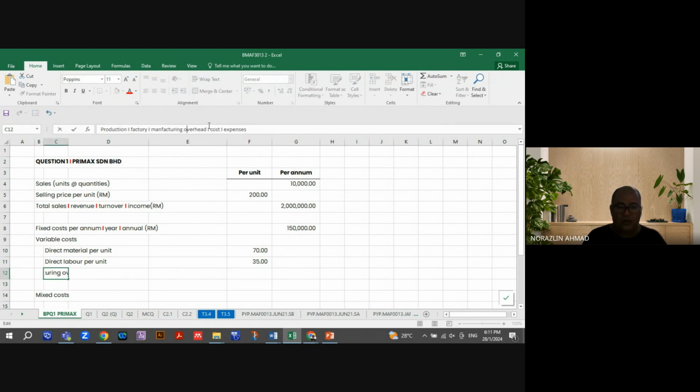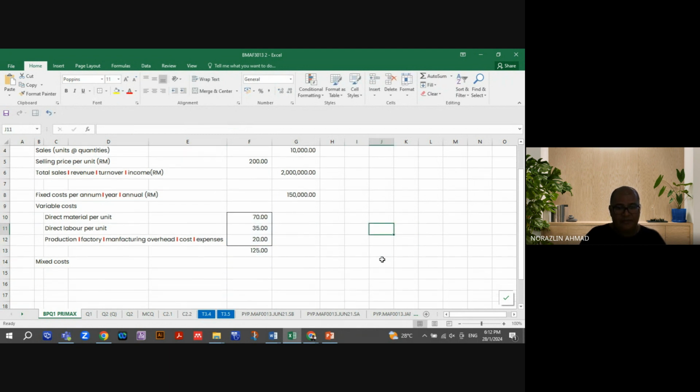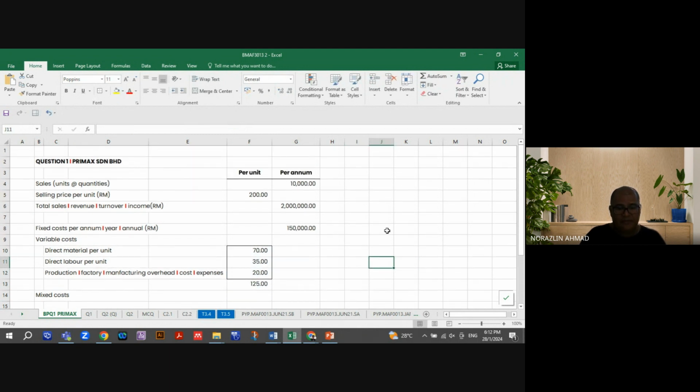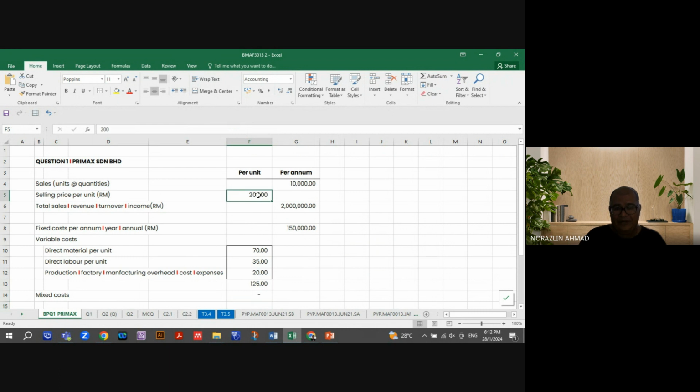And then this one is 20. So if you add together these three, you get 125. Mixed cost we don't have. If you can see here, we have 200 ringgit, we have 125 ringgit, and then we have fixed cost.